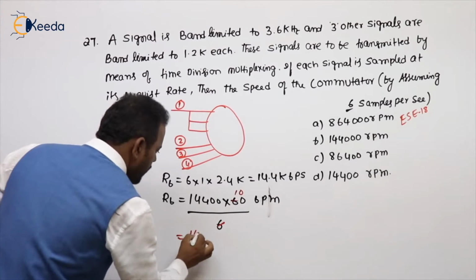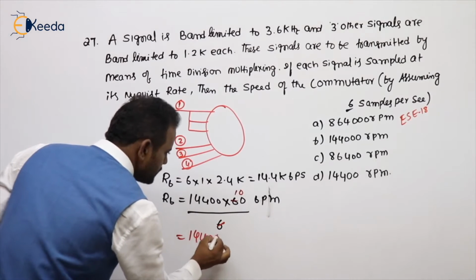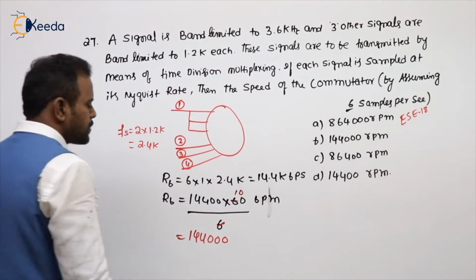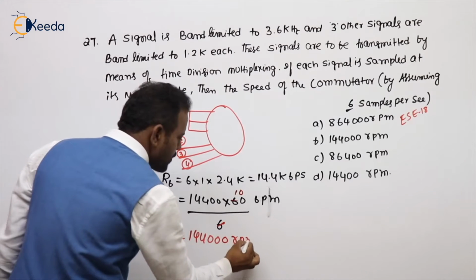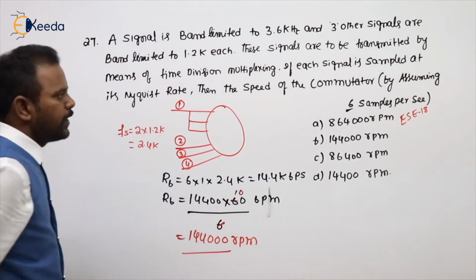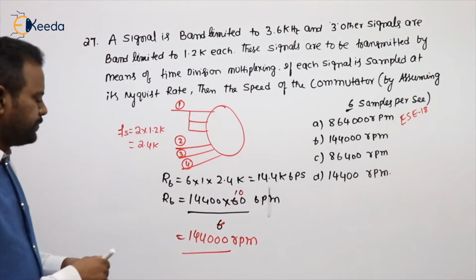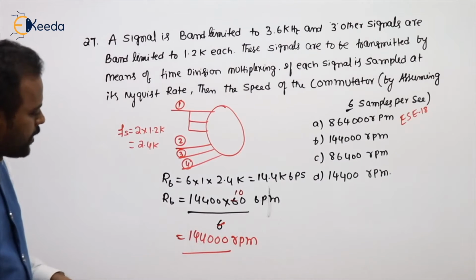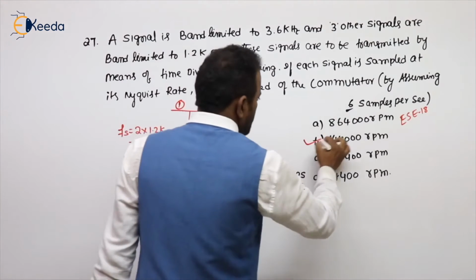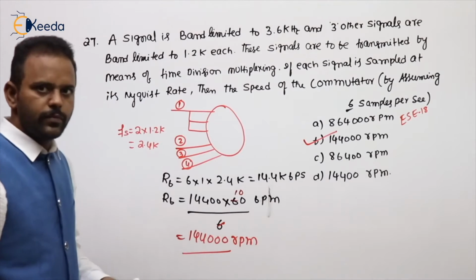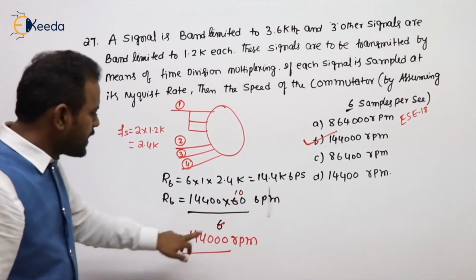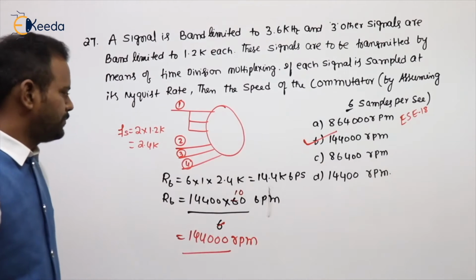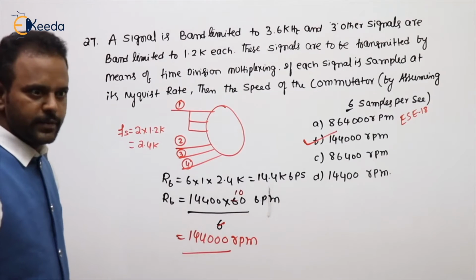So this will become 144, another 0. This will be rotations per minute. You can see the options. Which option will be the correct one? 144 000. So option B. If you make a mistake in this and multiply, the first option will come. That is the logic there.